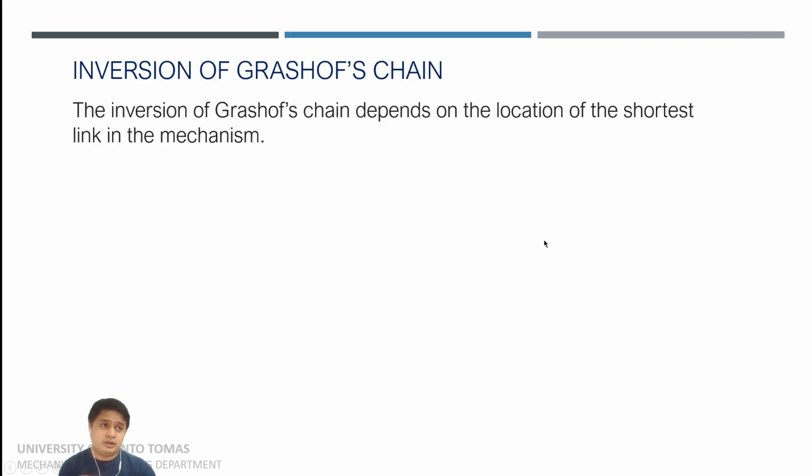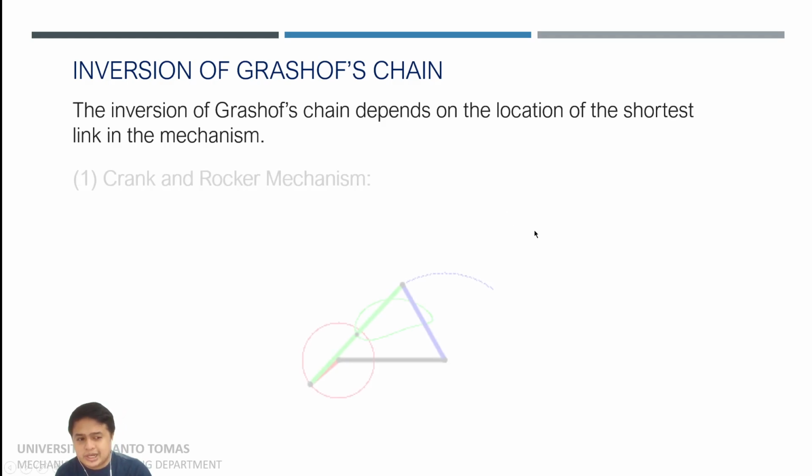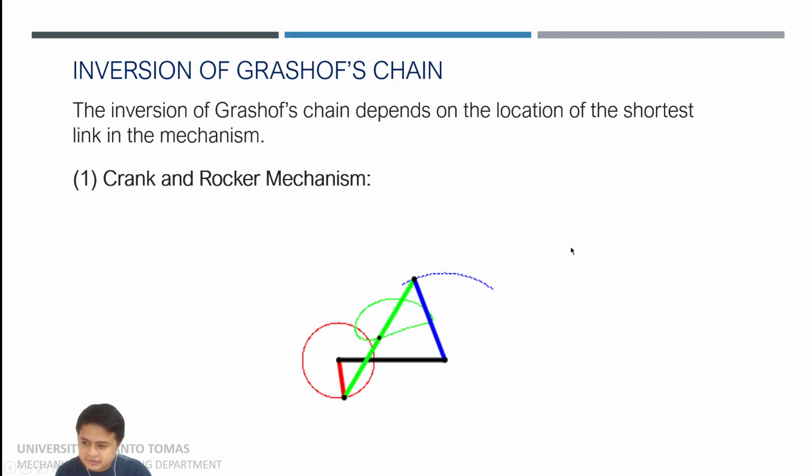Let's say you have an existing Grashof chain, then you can create an inversion of your Grashof chain, and it will have, I think, three types of mechanisms. The first type is the crank rocker mechanism. As we've discussed before, we have a crank, which is the red, the rocker as the blue, the connecting rod as the green, and the frame as the black. In a crank and rocker mechanism, a crank can fully revolve, and a rocker can only oscillate.